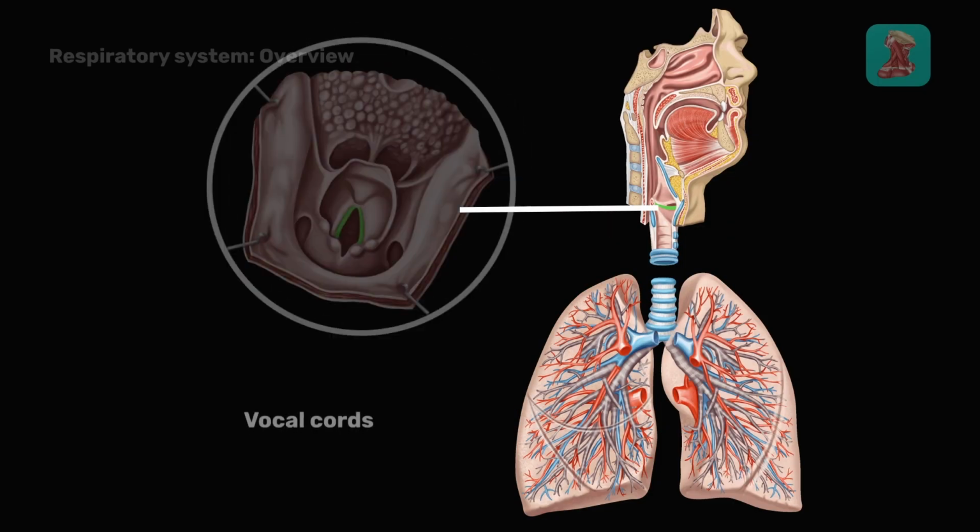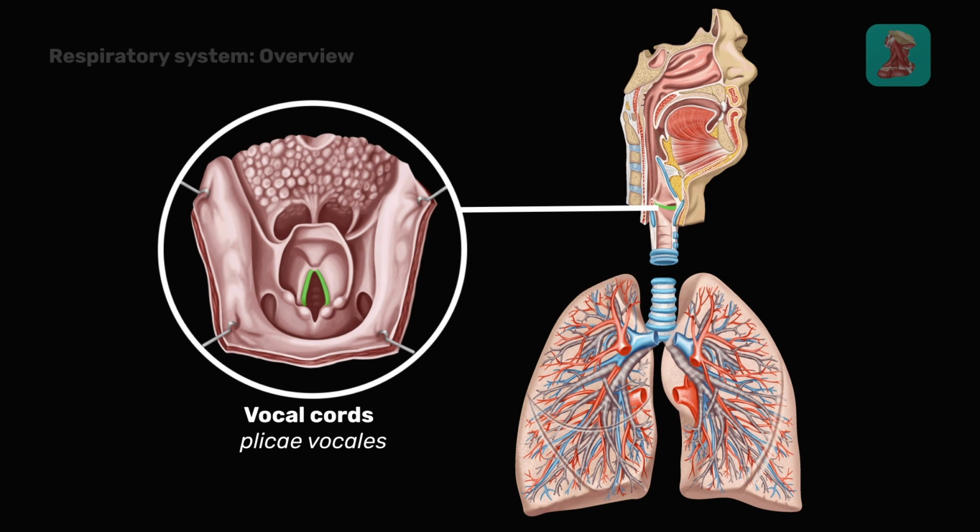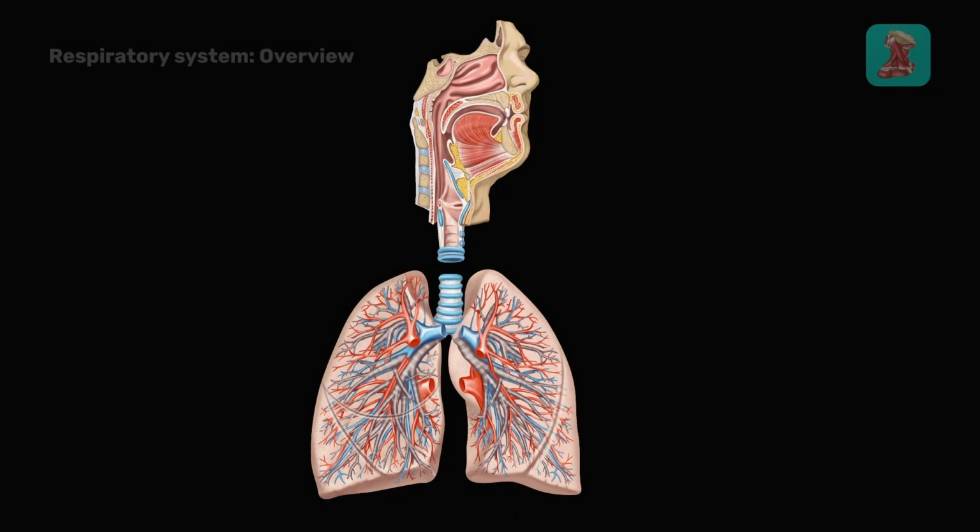The vocal cords are the border between the upper and lower respiratory tract. Let us take a closer look at the parts of the respiratory system and the process of gas exchange.